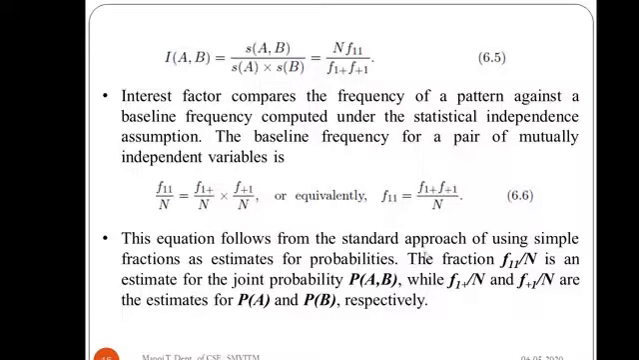So this equation follows from the standard approach of using simple fractions as estimates for the probabilities, which all of us have seen in the 11th or 12th. The fraction f11 divided by n is an estimate for the joint probability. As I have said, the joint probability means the probability of occurrence of event A together with B. If we take A and B as separate or independent events, then the probability is given by f1+ divided by n and f+1 divided by n, respectively for P of A and P of B.